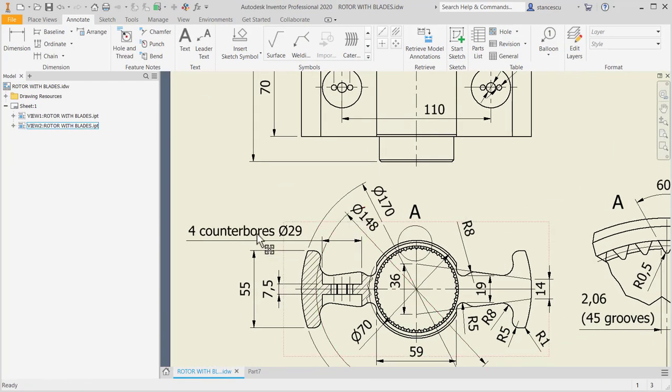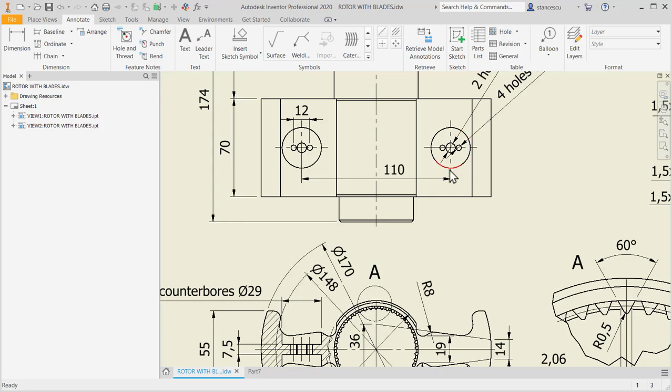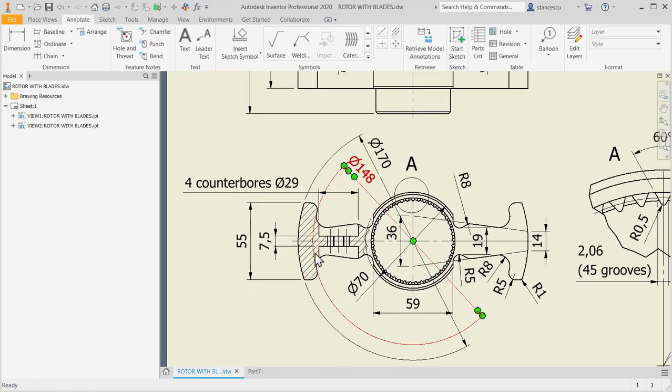Next are these counterbores. We could place them before mirroring, but now I'll apply at 7.5 divided by 2. In this plane I create a face. I have no horizontal line to apply hole.